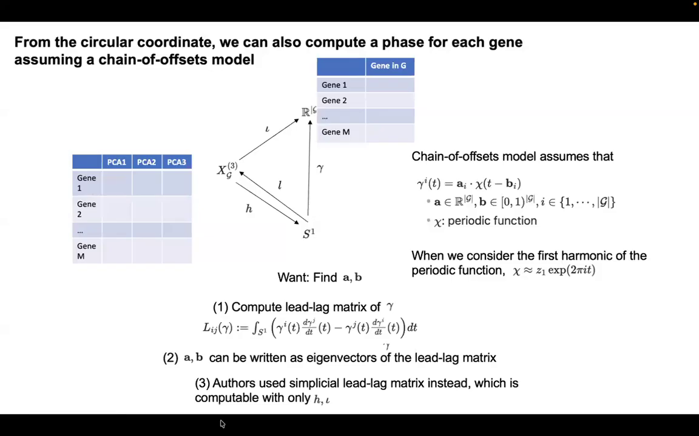So the authors assume a simplicial lead-lag matrix. They used the simplicial lead-lag matrix rather than the original lead-lag matrix because it does not require any choice of L. It only depends on the choice of circular coordinate and this embedding. The authors also insist that they have similar results, so it is not a problem; they discuss it in the discussion section.